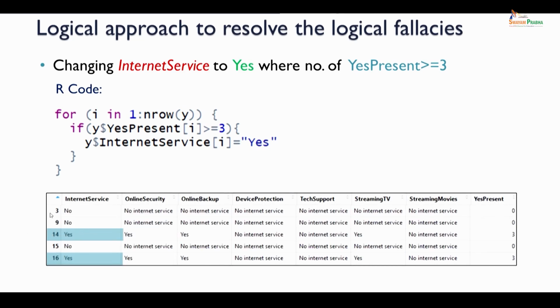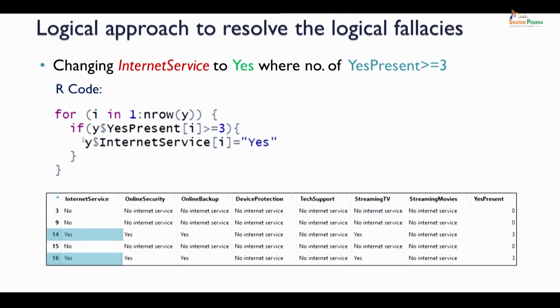So, here you can see the first 2 observations do not have any S values, but the third observation had 3 S present values. So, it has been changed to S from no. Similarly, in the fifth row as well. So, similarly for all the observations in the data frame Y, it has checked whether the S present is greater than or equal to 3. If it is, then it has been replaced by S.